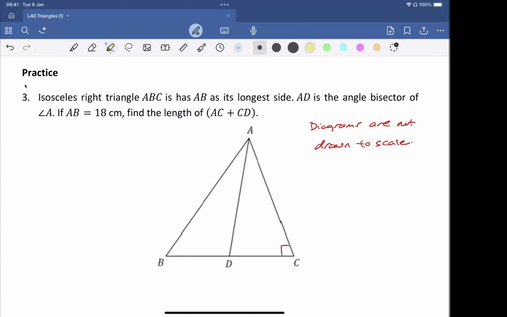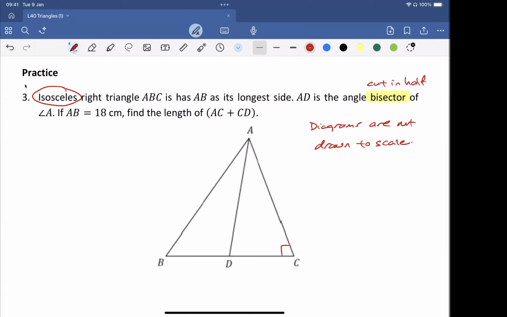What is an angle bisector? A bisector is a line that cuts it in half. Okay, you cut the thing in half. That means this angle, wait, hold on. It's an isosceles right angle triangle, right?